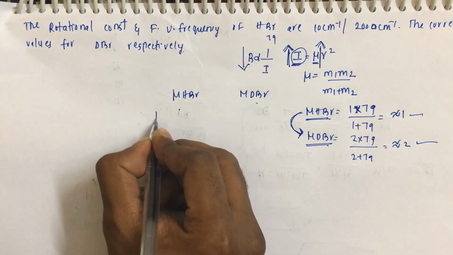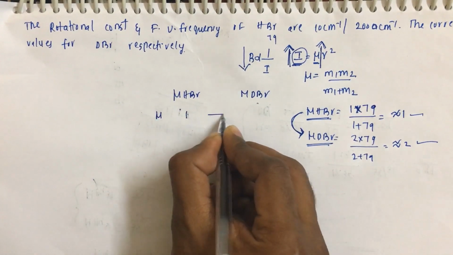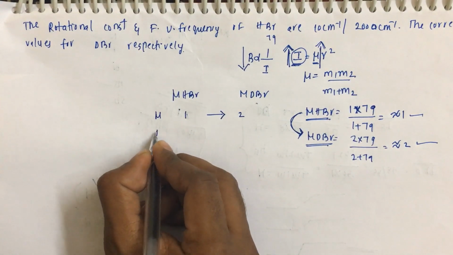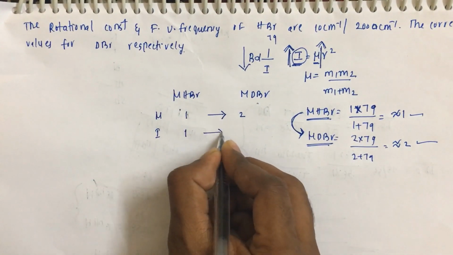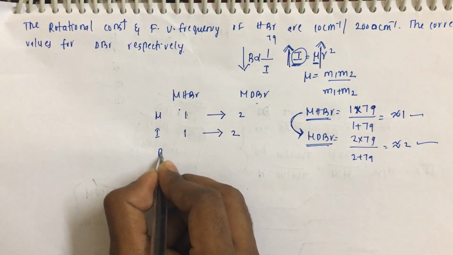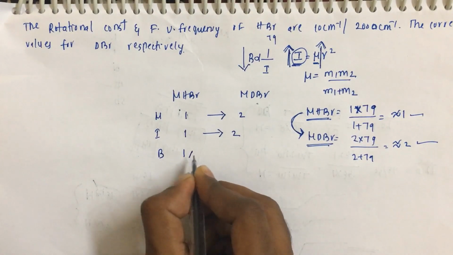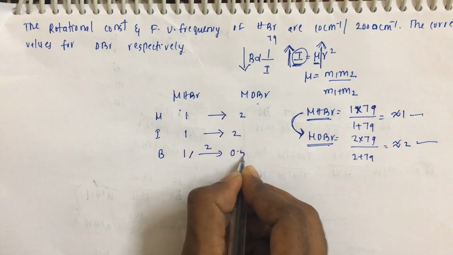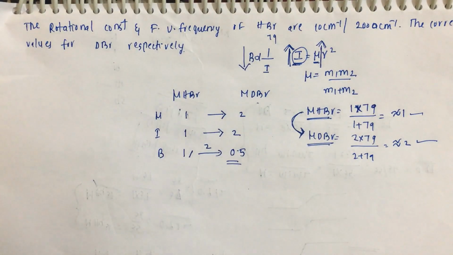So if the reduced mass increased, meaning the reduced mass became double, then the moment of inertia should also become double. Now the rotational constant should become divided by 2, so it should be 0.5. Okay, this way you can remember.